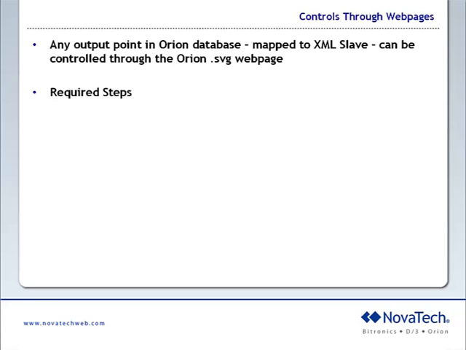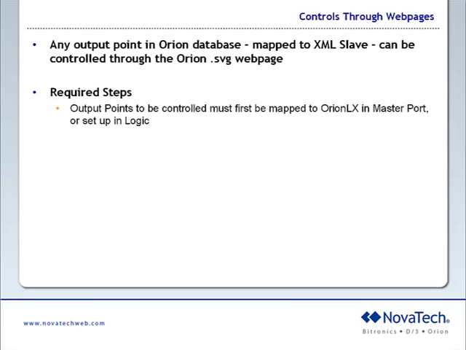Okay, basically the steps are you would first make sure those output points are mapped through on your master ports on your Orion. Then you would make sure that they are moved into the XML slave on the output side. And then you'd set up your dialog for each of those output points. Typically, when you control things through a web page, you have a dialog box that says, do you want to open that switch? Are you sure? Things like that. So those dialogs also be set up, and we'll show you that in just a second. So again, output points must be mapped, then mapped to XML.